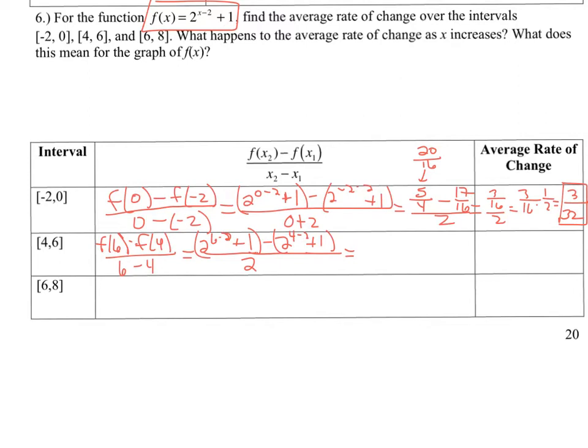So in the top, we have 2 to the 4th power plus 1 minus 2 to the 2nd power plus 1. Well, 2 to the 4th is 16, plus 1 is 17. 2 squared is 4, plus 1 is 5. So we get 12 divided by 2, or 6.